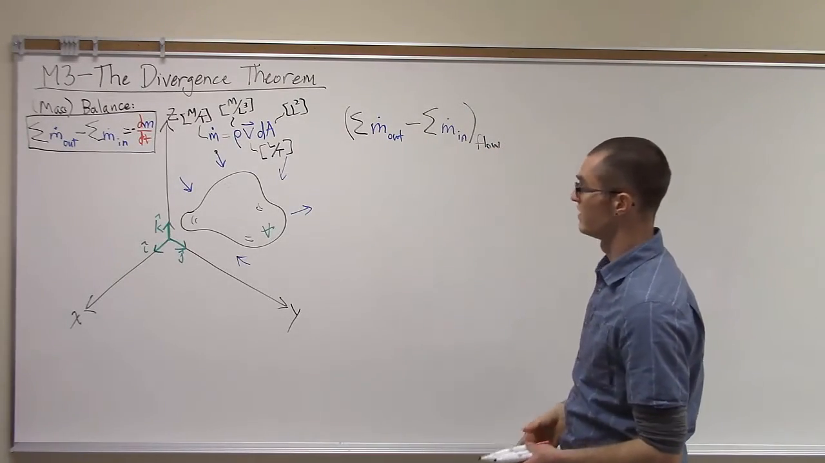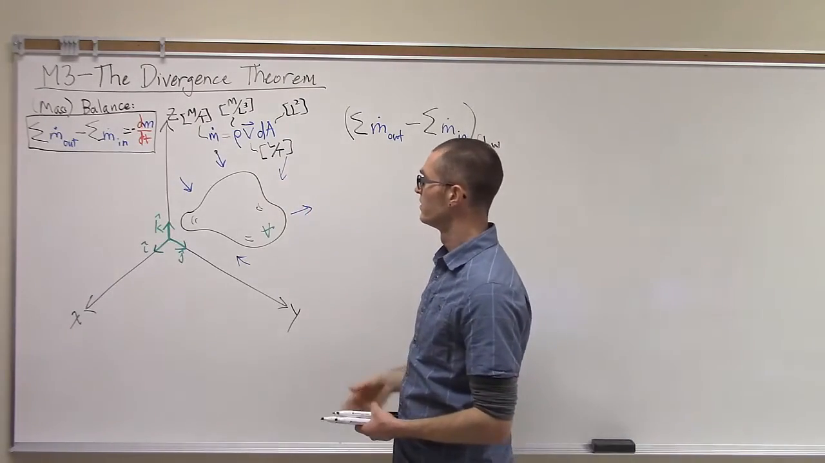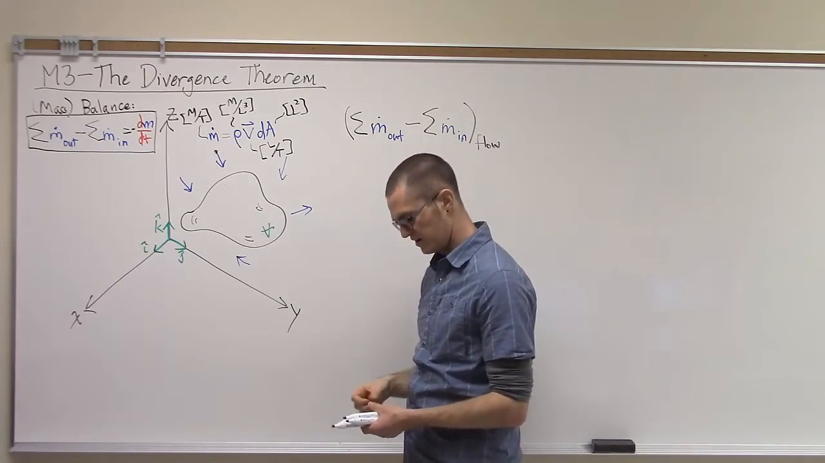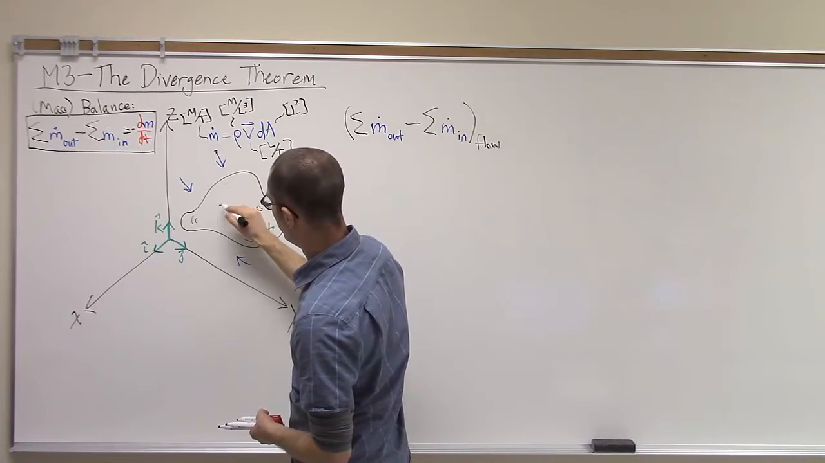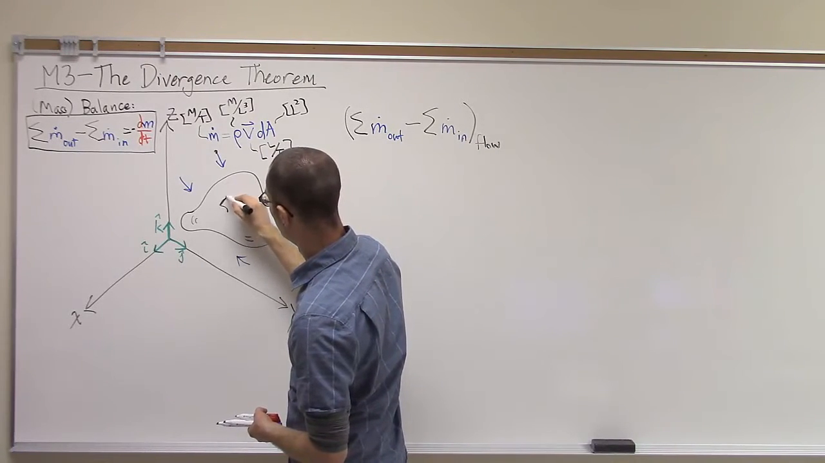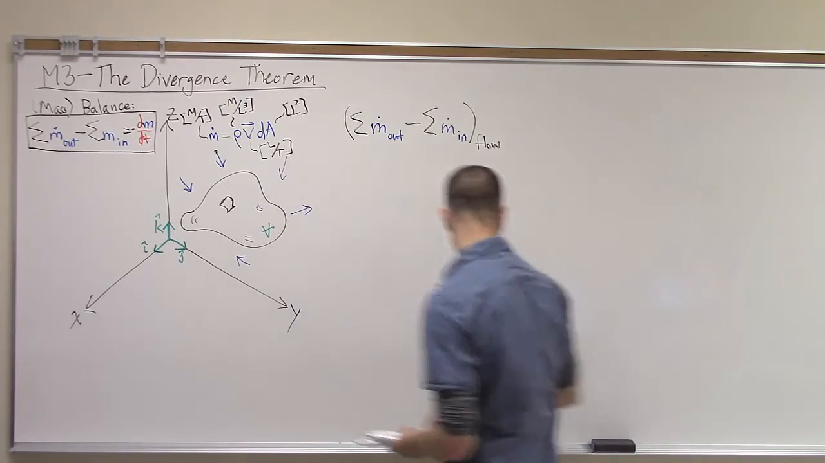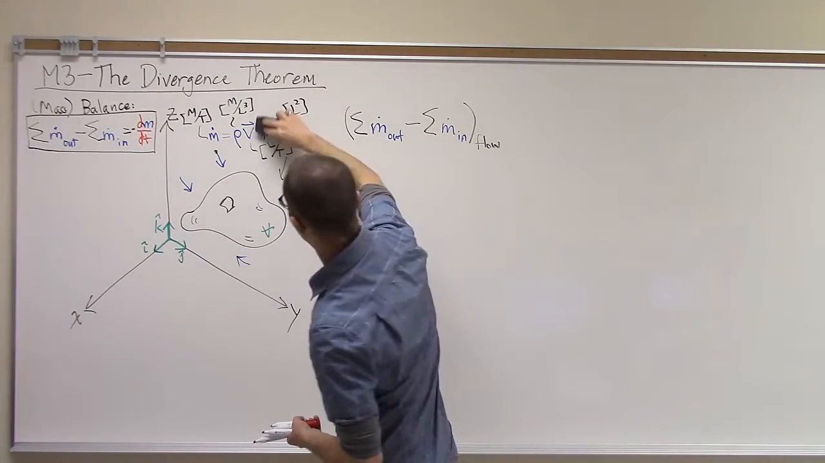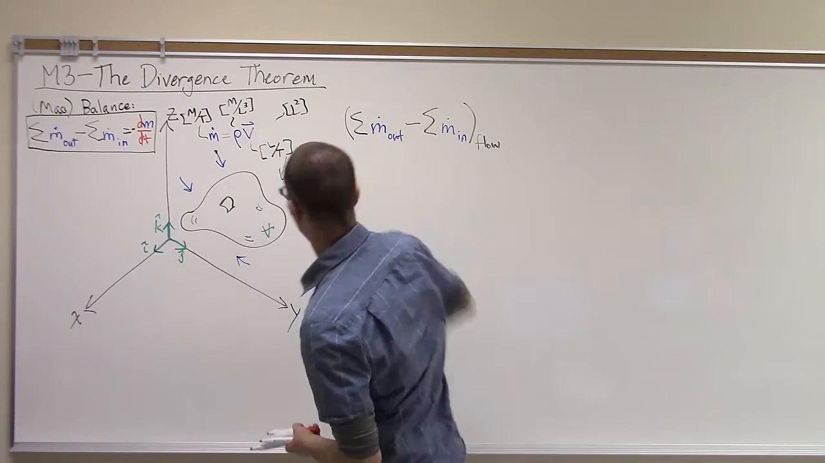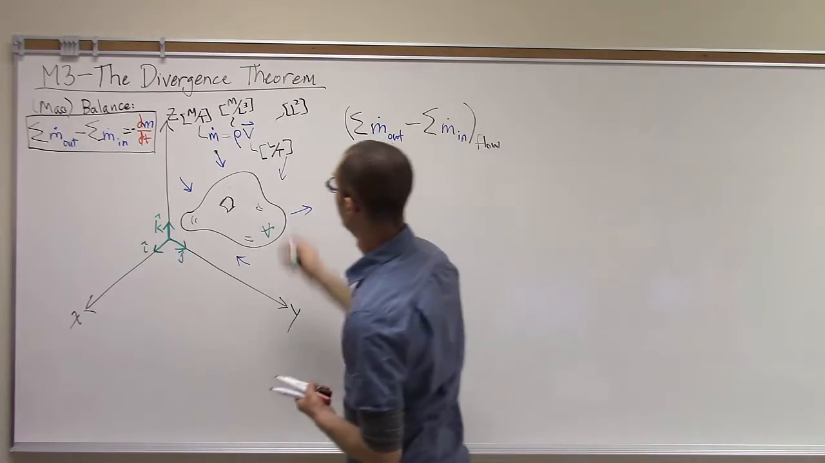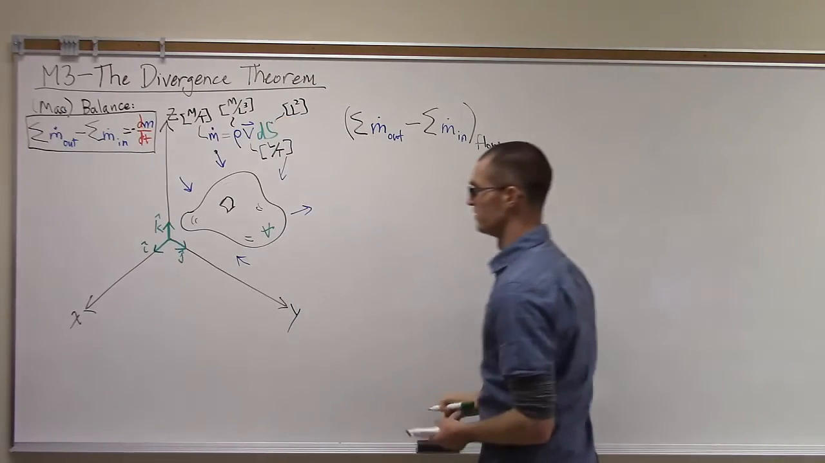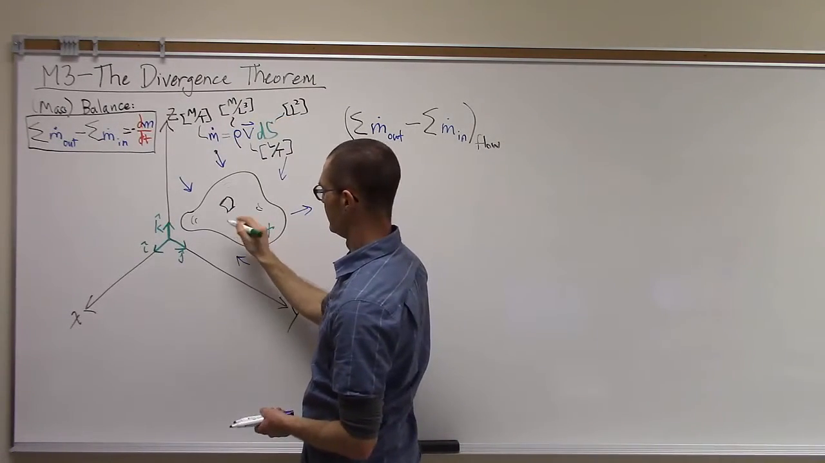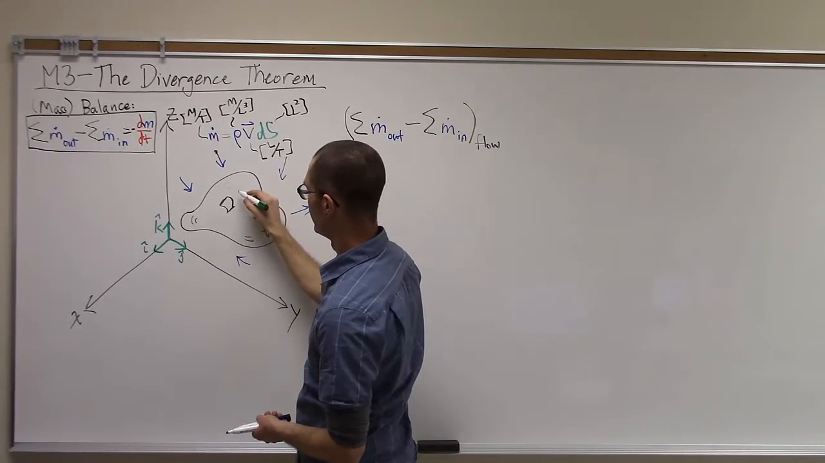So mass can enter or exit this volume through small pieces of area. So if I draw a small piece of area here, I'm going to keep up with my color convention that I've been using. I'm going to rewrite the dA. I'm going to call it dS here. So this little piece here is dS, the area of it.